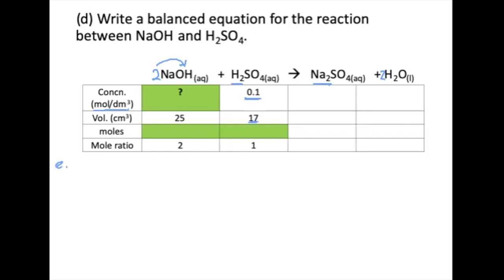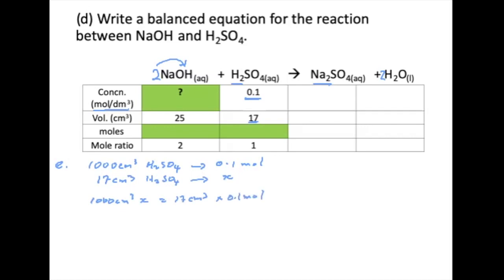So we would just put a statement to represent that. We would say 1000 cm³ of our sulfuric acid solution contains 0.1 moles. So it follows, if we used 17 cm³ of this, if we sampled 17 cm³, how many moles would be present? So what we're doing now, we're just solving for x. And then of course, we're not going to skip any steps. 1000 cm³ times x is equal to 17 cm³ times 0.1 moles. We're going to divide both sides by 1000 cm³ to make x the subject.